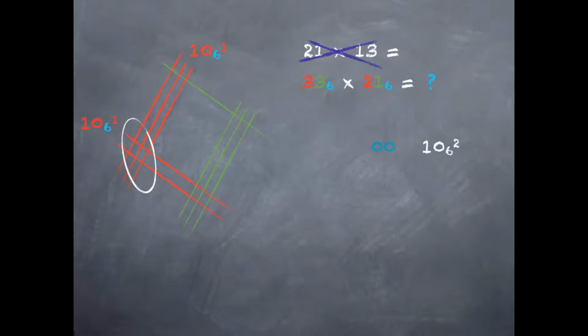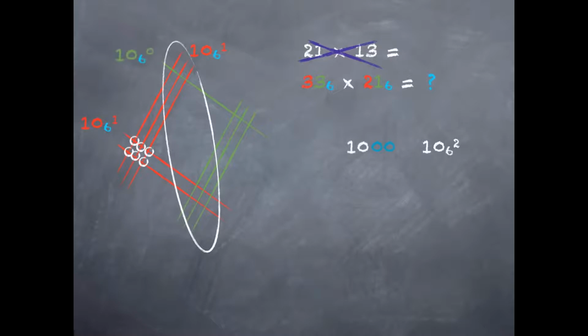So now I count out my intersections, remembering that I'm counting in base 6. So that's 1, 2, 3, 4, 5, 1 0. So I have 1 0 groups of 10 squared. My middle intersection, now I'm bringing the ones place into play. So this is going to leave me with 1 trailing 0, or 10 to the first in base 6. And I count those again, remembering that I have to roll over at 5. So I have 1, 2, 3, 4, 5, 1 0, 1 1, 1 2, 1 3. So I have 1 3 groups of, let's say, 10s.